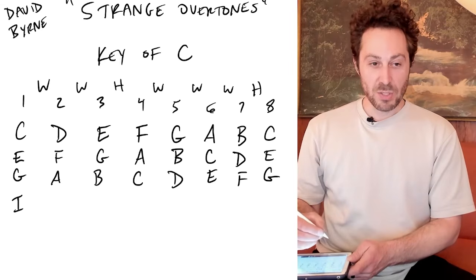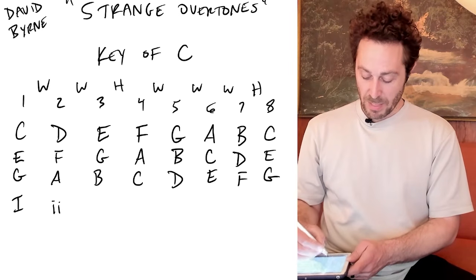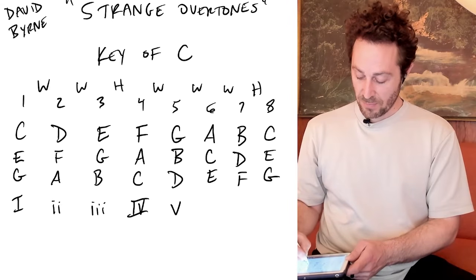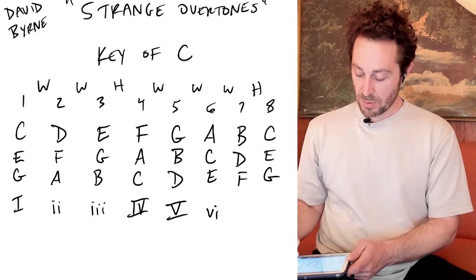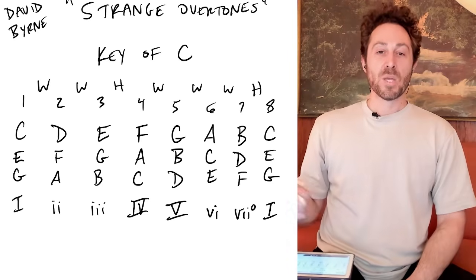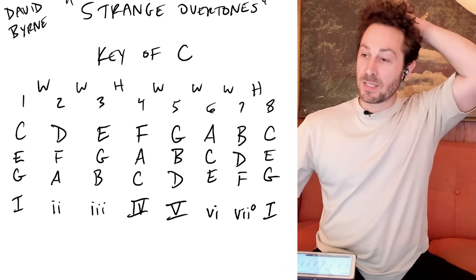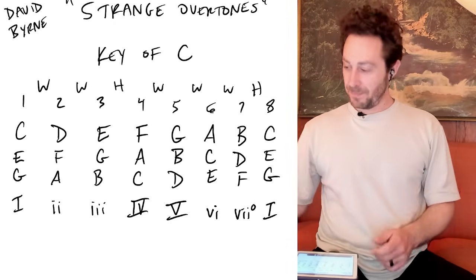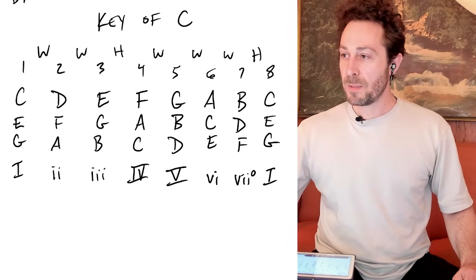The first chord is major, write it with an uppercase. Second chord's minor, third chord's minor, the fourth chord's major, the fifth chord is major, sixth chord is minor, the seventh chord is minor diminished, and you're back to the 1. Now remember, the song is this: F, C, E minor, G. So as we analyze it, I'm gonna nudge this up a little bit.